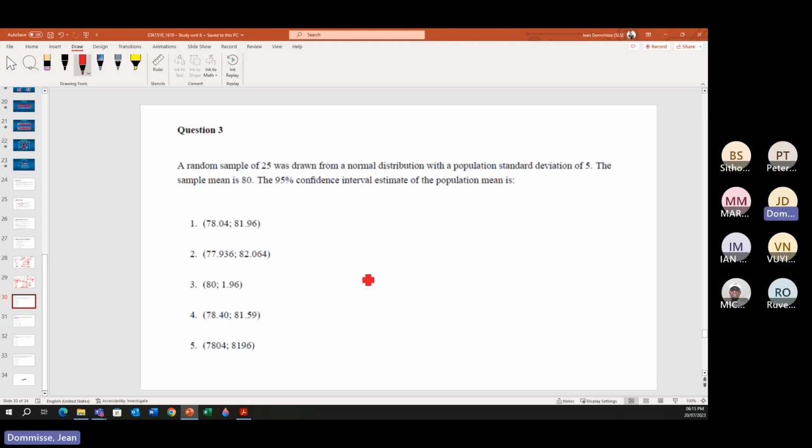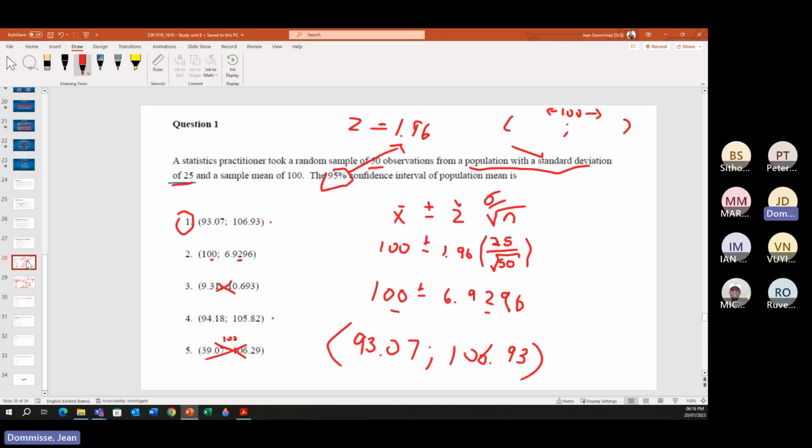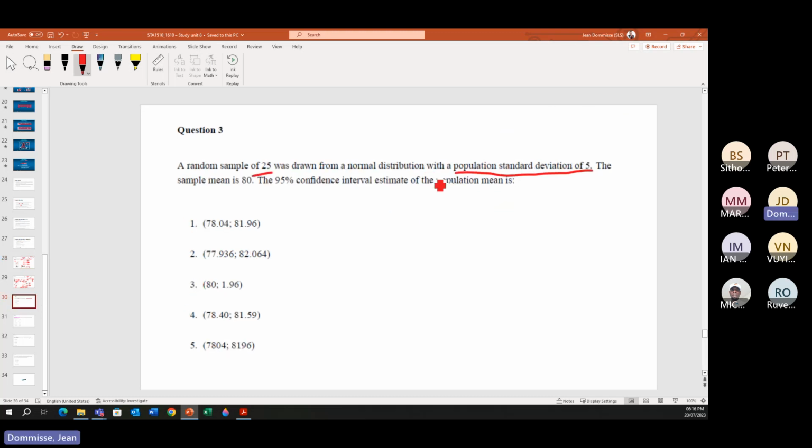So another one, and let's see what they tell us. A random sample of 25 was drawn from a normal distribution with population standard deviation of 5. To check that it's not the same question. Okay, so population standard deviation. So we know it is known. If it's known, we work with a Z.